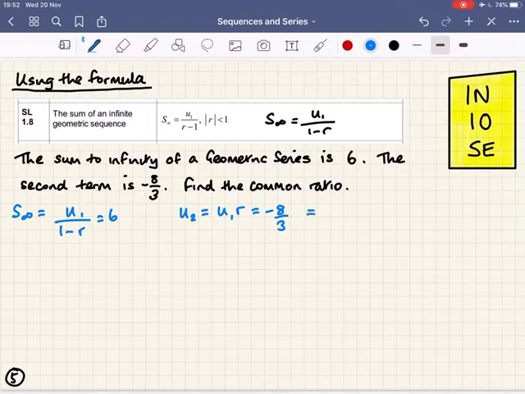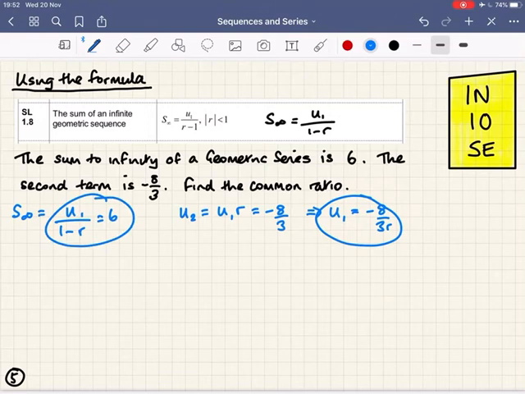Now this is where we can solve by creating an expression. Let's create an expression here for u1. u1 must be equal to minus 8 over 3r, because I'm dividing by r. And then I'm going to use this value for u1 and stick it in this particular expression here. So 6 equals u1, which is minus 8 over 3r, all over 1 minus r. And I should be able to find the common ratio now just by working that through.